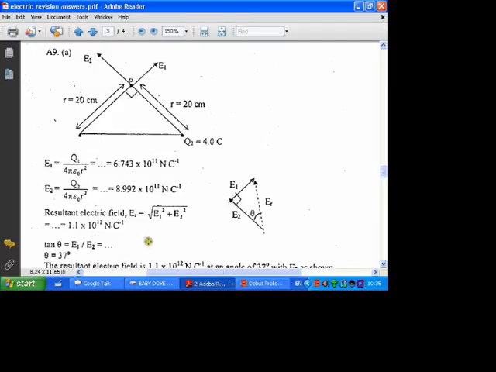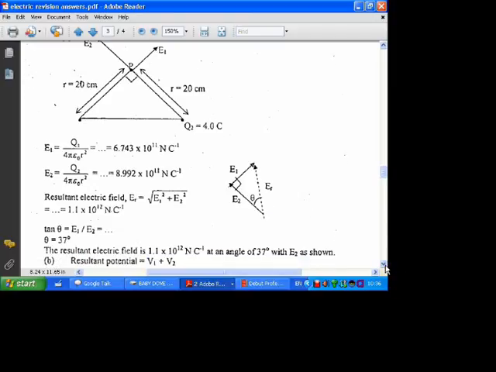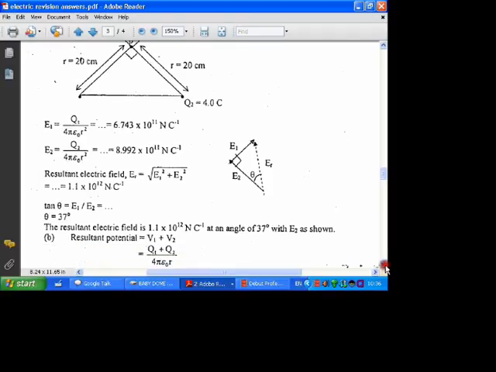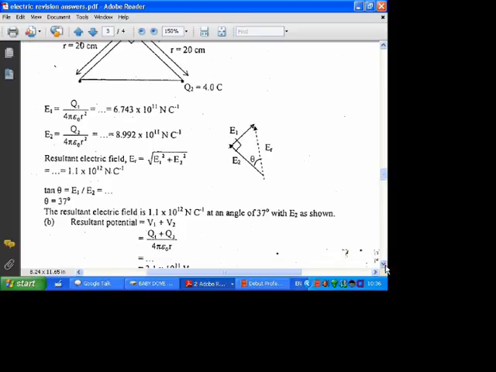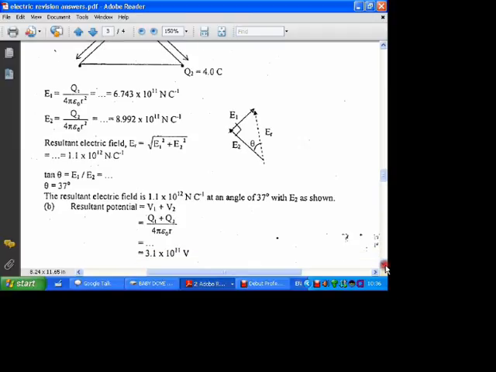You can use tan theta. And then after you find 37 degrees, don't just stop there also. You need to say where the 37 degrees is with respect to. It's actually with respect to the original E2 direction. For the resultant potential, you just have to add up by scalar addition. Then you put in R. Both R's are 20 centimeters. So after working out, you will get this answer.